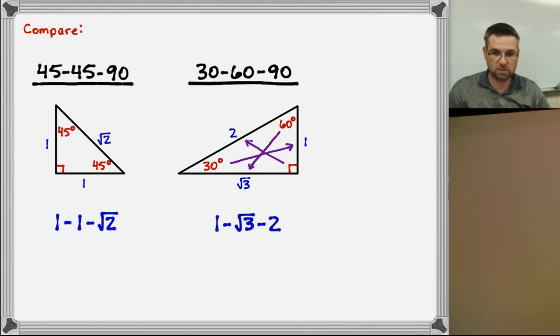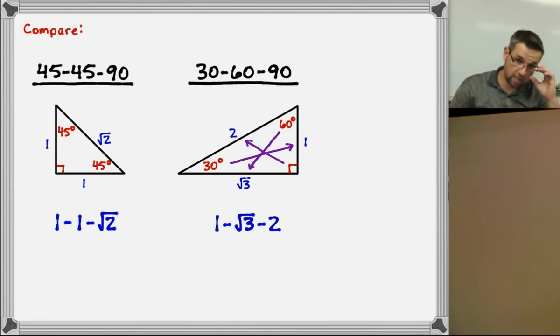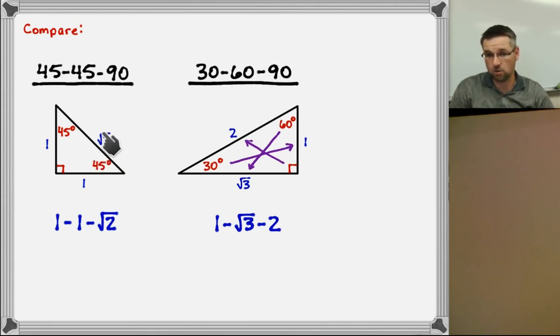What goes across from the 90? The 2 does. Now you can see where students would have a hard time memorizing these. They might mix up the two triangles, right? So you're going to want to put some extra effort into knowing where things go. You can see that the hypotenuse both have a number 2 in it, but this one has a radical, okay?